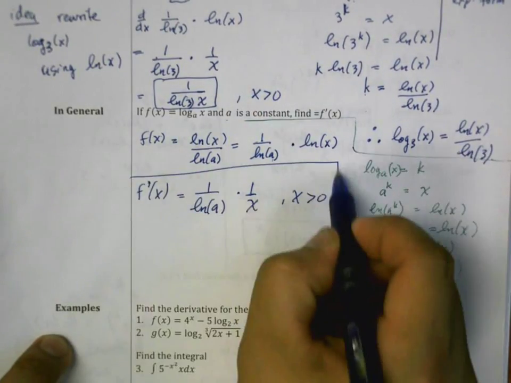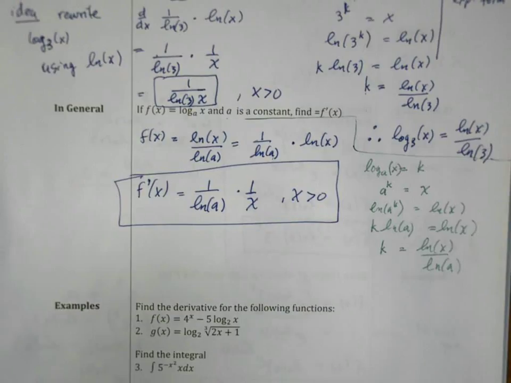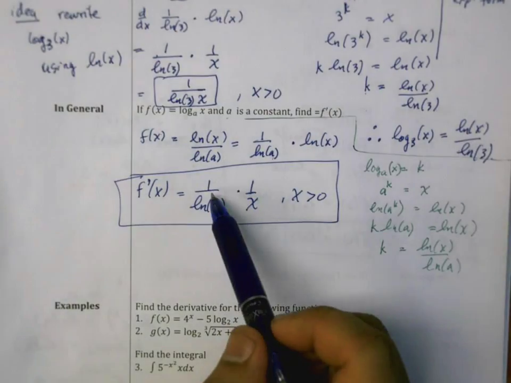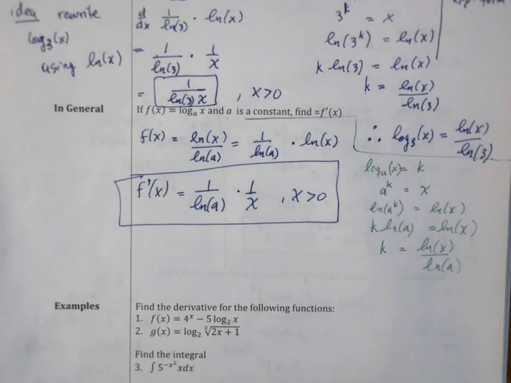All right. So there you have it. The general formula for finding the derivative of the logarithm is 1 over natural log of a times 1 over x.